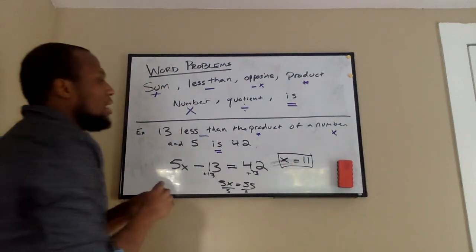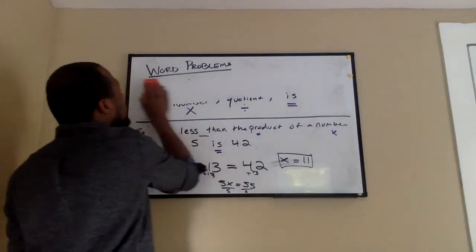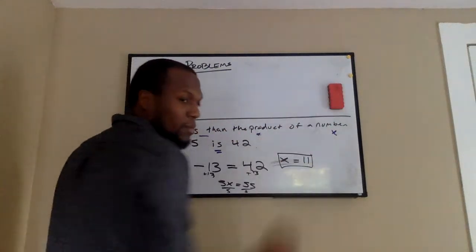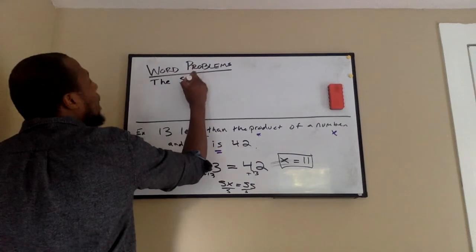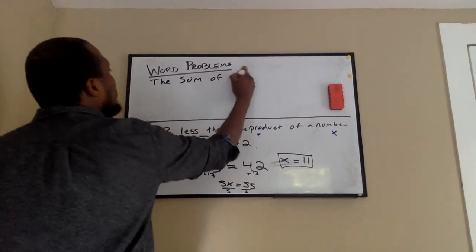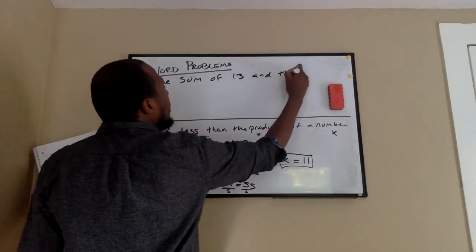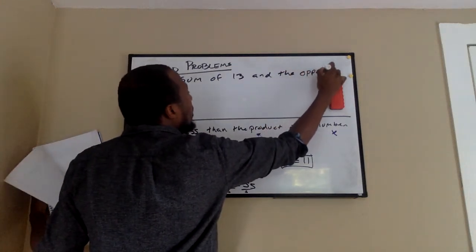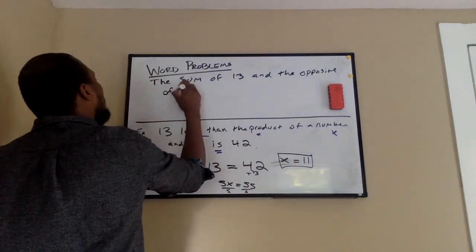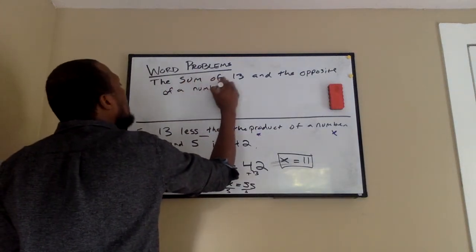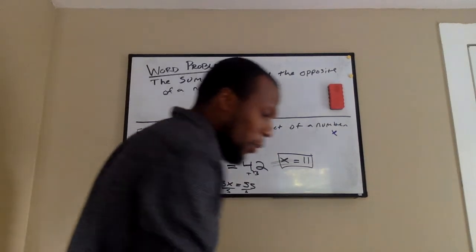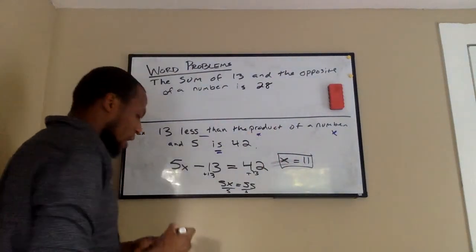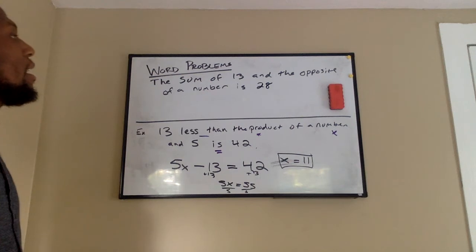Let's set up just one more example. And we're told that the sum of 13 and the opposite of a number is, what is that right here? It's 28. So the sum of 13 and the opposite of a number is 28.